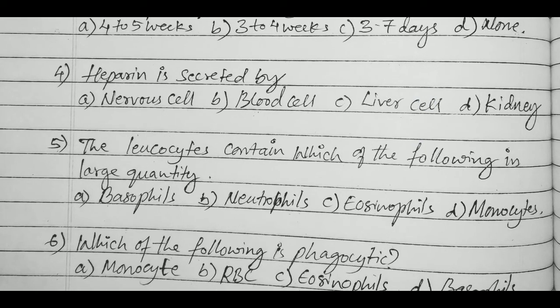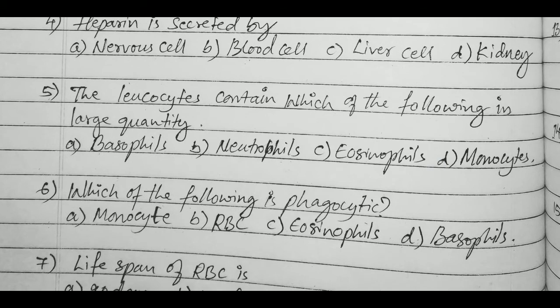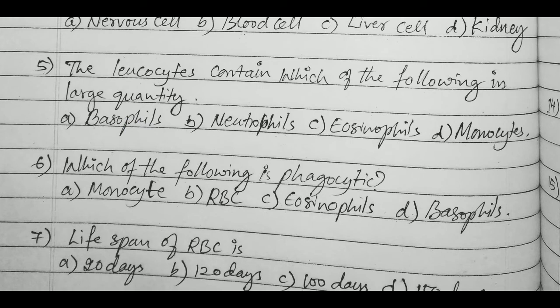Continuing with the next question: leukocytes contain which of the following in large quantity? The options are basophils, neutrophils, eosinophils and monocytes. The highest number of cells present in WBC are neutrophils. Neutrophils are considered the most abundant type of WBC in the body. Yesterday I also gave the points regarding WBC, including the most abundant and least abundant types of cells. So here the right answer is neutrophils.